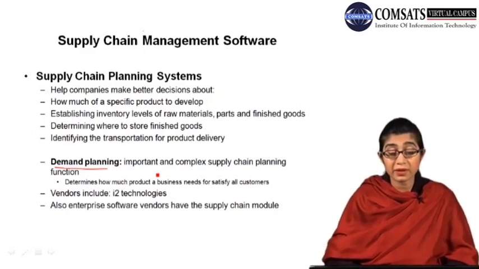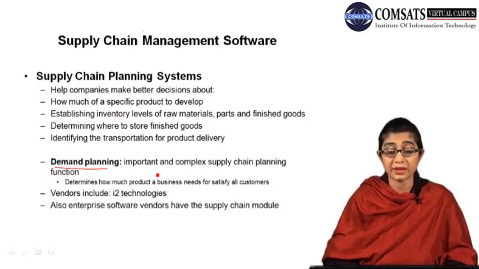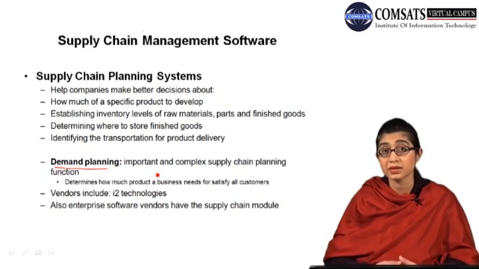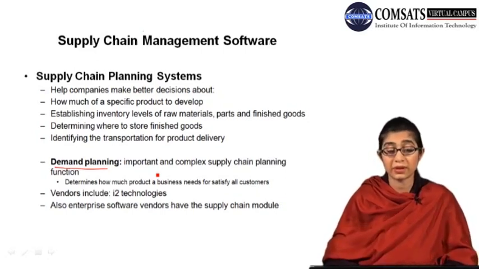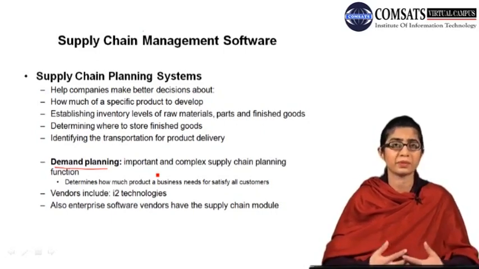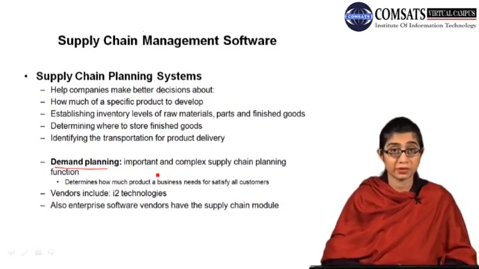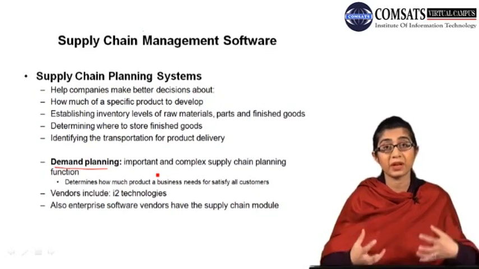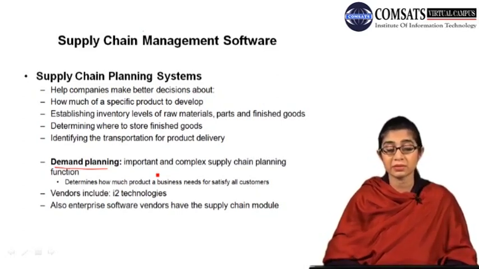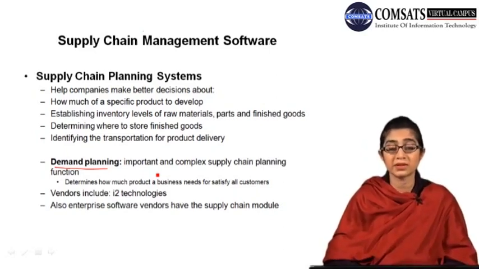Again we have the vendors, the ones that provide supply chain planning systems. I2 Technologies is a very well known vendor of these systems. Also enterprise software vendors, SAP which we discussed earlier, as well as Oracle, also have the supply chain module. So different enterprise systems have the supply chain modules inbuilt, and there are other separate vendors that provide supply chain system modules.